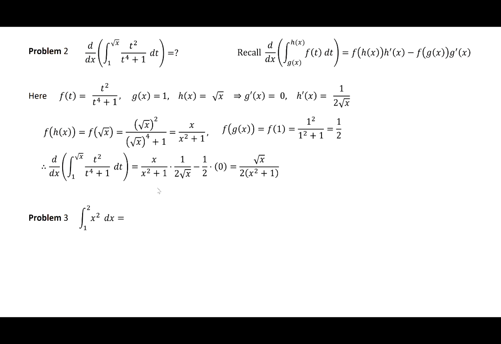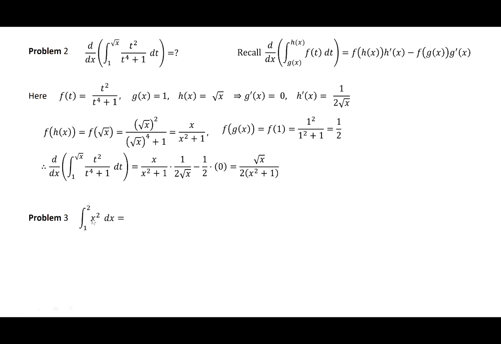Now, let's look at the FTC2. These are all simple problems. Suppose we need to evaluate integral 1 to 2 of x squared dx. We are not being asked to take the derivative anymore. You see that? Earlier, in the first 1 and 2 problems, we were asked to find the derivative of some integral. But here, we are just asked to find the integral itself, the definite integral.